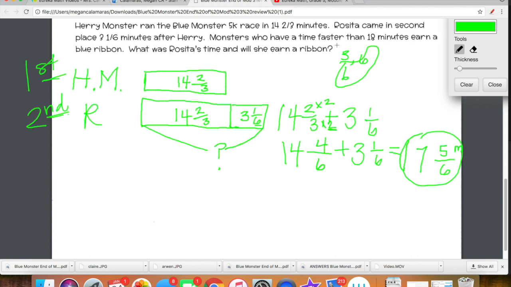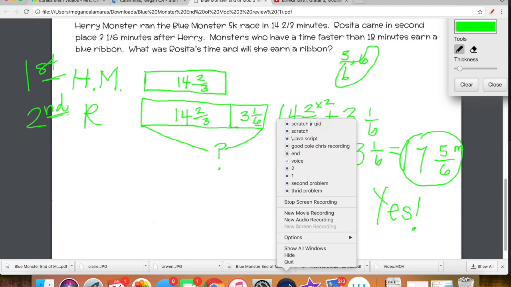Go back here. Monsters who have a time faster than 18 minutes earn a blue ribbon. Is 17 and 5/6 of a minute faster than 18 minutes? Yes, so she will earn a ribbon. Go over any of these as many times as you need to. Know that I think you guys are brilliant, and I'm excited for you to celebrate all of your amazing learning tomorrow, and I'll see you then.